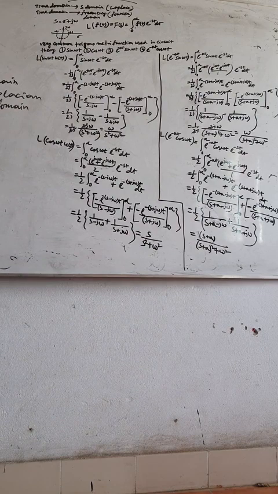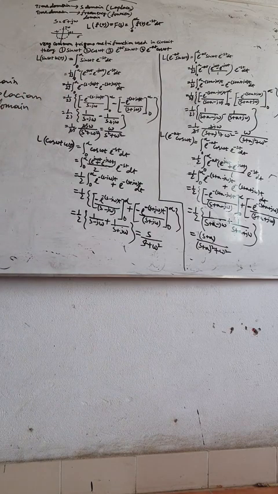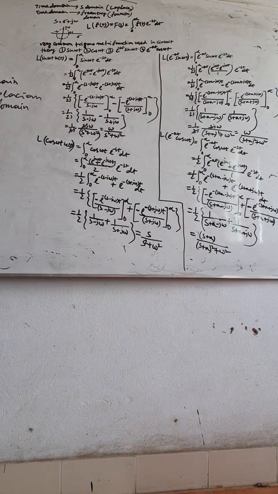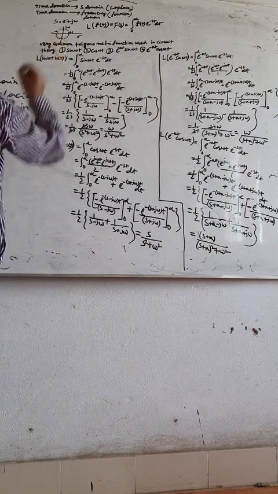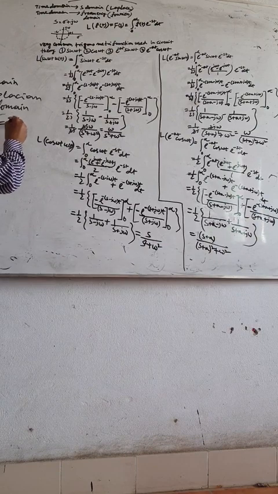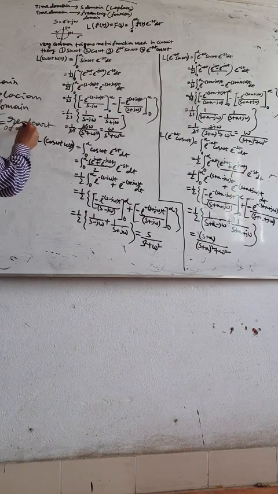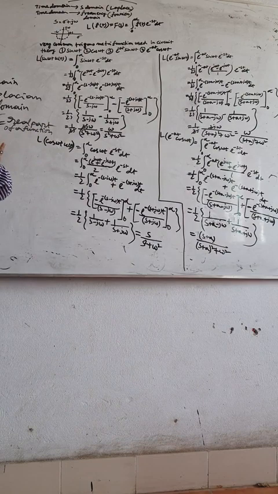Time domain to frequency domain conversion happens in Fourier transform. Time domain to S domain transform happens in Laplace transform. What is S? S means sigma plus j omega. Sigma is a real quantity, the real part, and j omega is the imaginary part.